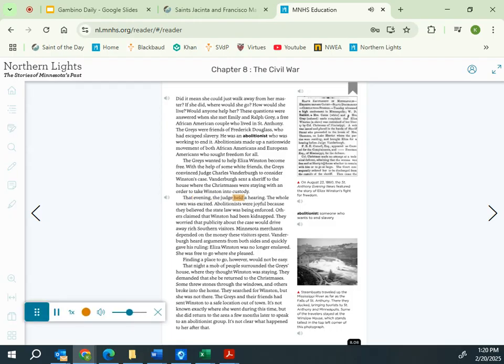That evening, the judge held a hearing. The whole town was excited. Abolitionists were joyful because they believed the state law was being enforced. Others claimed that Winston had been kidnapped. They worried that publicity about the case would drive away rich Southern visitors. Minnesota merchants depended on the money these visitors spent. Vanderburg heard arguments from both sides and quickly gave his ruling. Eliza Winston was no longer enslaved. She was free to go where she pleased. Finding a place to go, however, would not be easy.